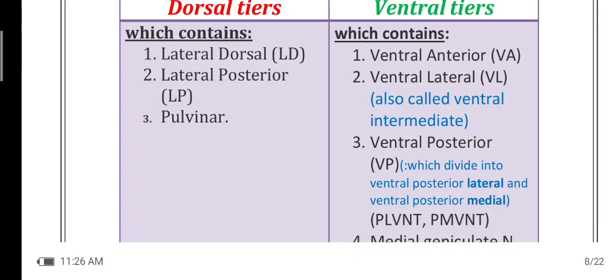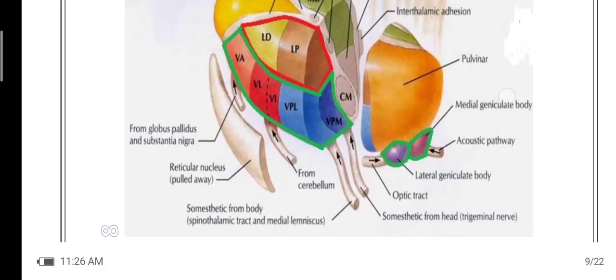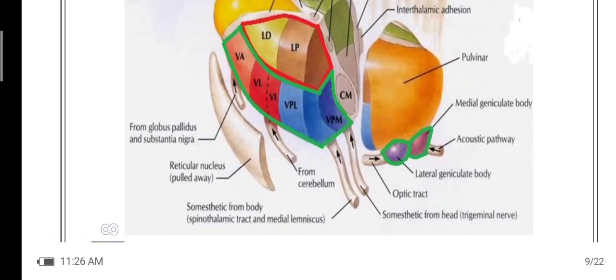In the pulvinar group, that is the inferior parietal lobe, occipital lobe, and the medial geniculate body of the auditory tract. The lateral geniculate body, that is the optic tract. The inferior parietal lobe, occipital lobe, auditory cortex, and the visual cortex. This is all the anatomical classification of the thalamus.